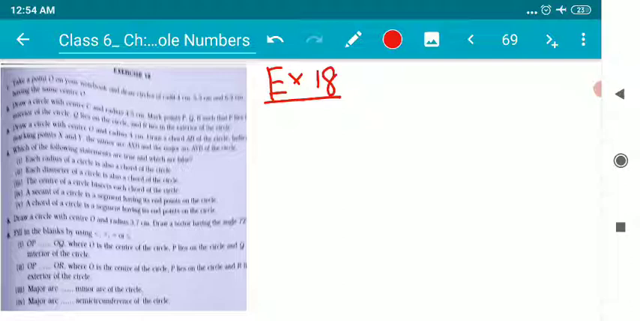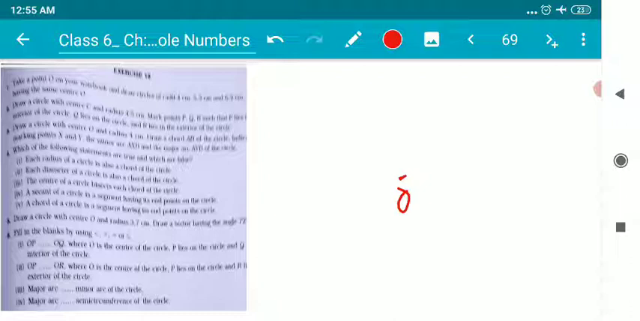So the question is, take a point O on your notebook and draw a circle of radius 4 centimeter, 5.3 centimeter and 6.2 centimeter having the same center O. Okay, alright. So children, the very first job is what? We have to choose a point on our notebook. So suppose this is the point. This is the point whose name is O. So now what we have to do, children, we have to draw three line segments separately first.